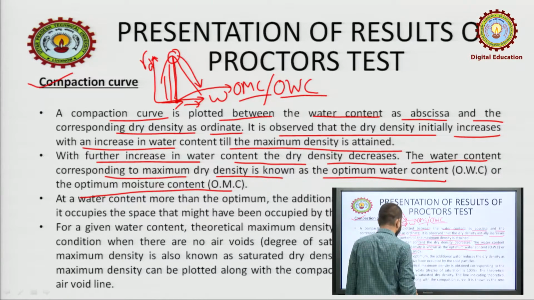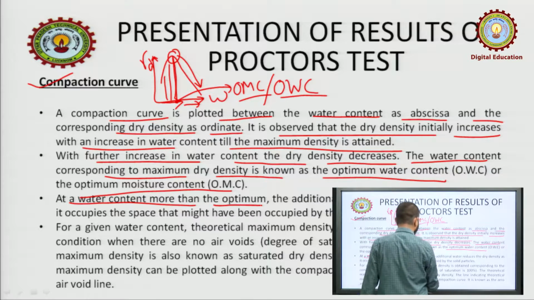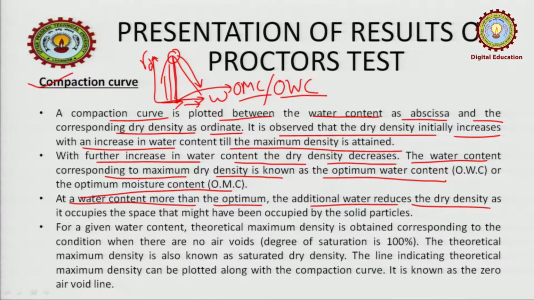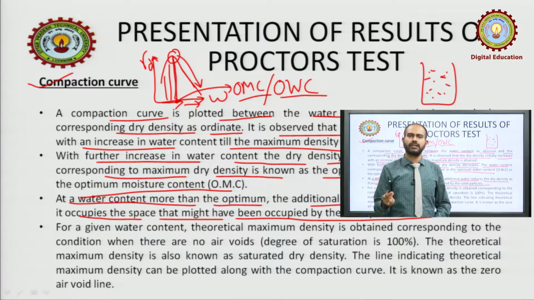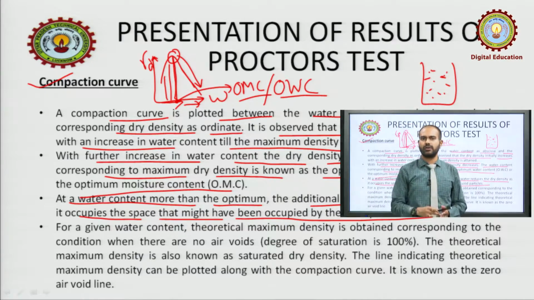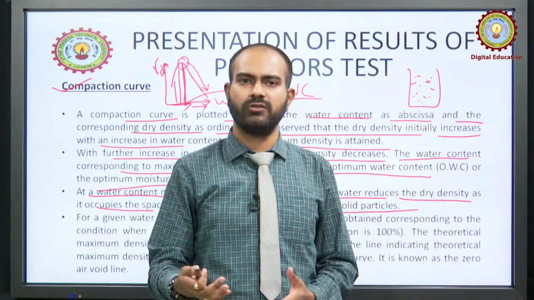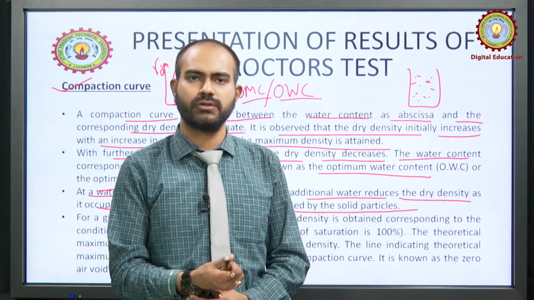At a water content more than the optimum, the additional water reduces the dry density as it occupies the space that might have been occupied by the solid particles. What happens? Why does this decrease? First of all, you had soil particles and water in between them in a limited amount. Now, when you keep on increasing the water content of the soil, what will it do? It will replace the soil particles out of the whole volume. It will increase the volume as well and replace the soil particles, due to which what will happen?